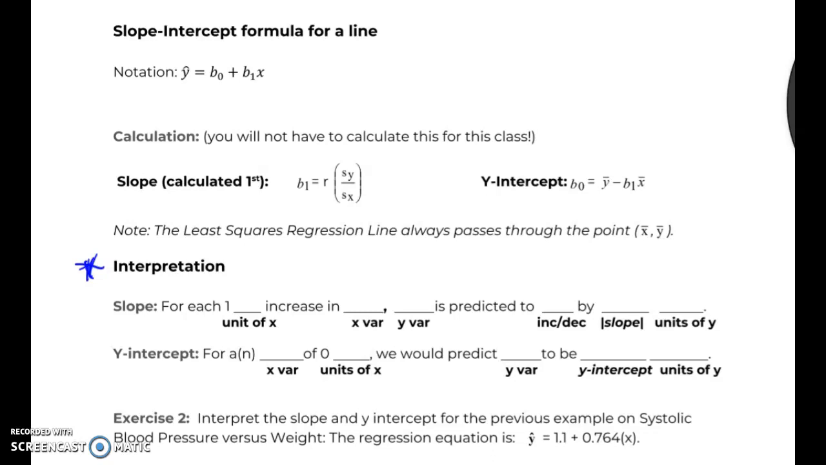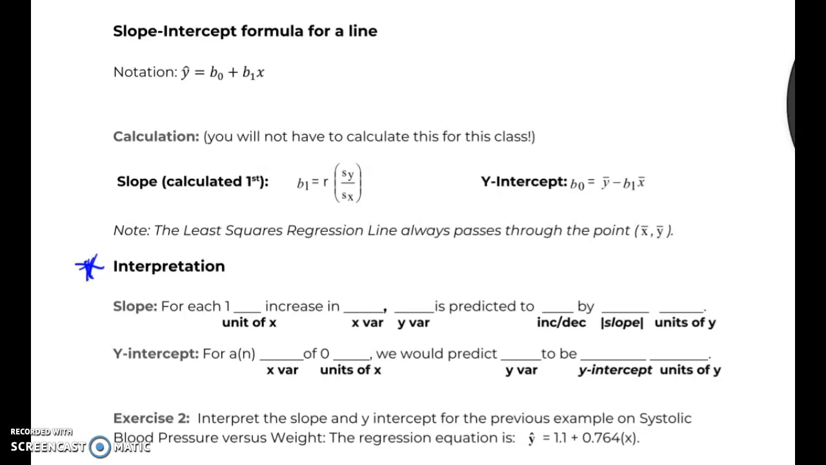And for the y-intercept, one of the points on that line is actually the mean of the x values and the mean of the y values. So that's where the y-intercept formula comes from. But more important than understanding how to calculate this line would be to interpret it.